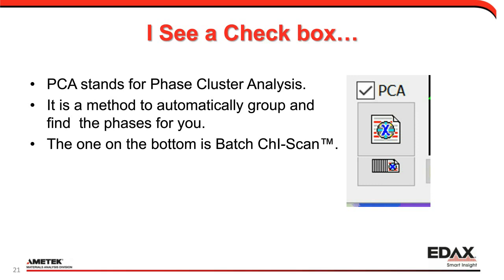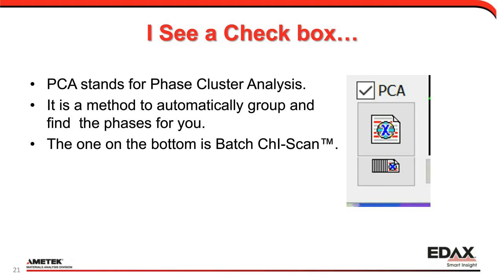On the bottom there, you can see the one that's copy and pasted 5 times. That's where I do the batch Chl-Scan. If I want to do this on 5 or 10 or 15, or if I have giant data sets, it could be even larger, I can go ahead and do a whole bunch of them at once. Very, very useful if you're doing sets.